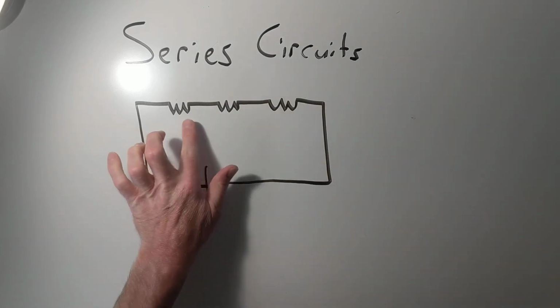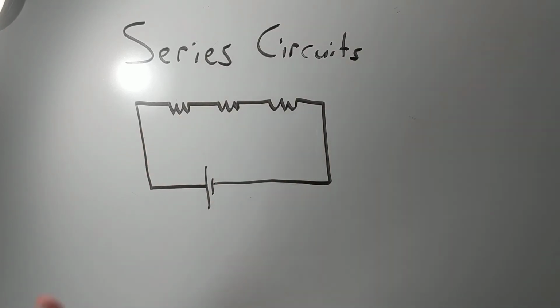So these elements are one right after the next. The current has to pass through each one before it gets to the next one. That's why we say they're in series. Series meaning one right after the next.